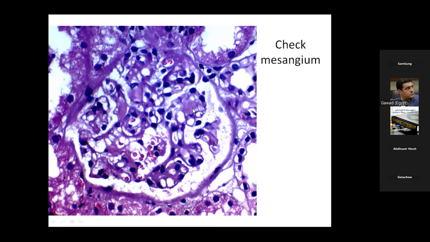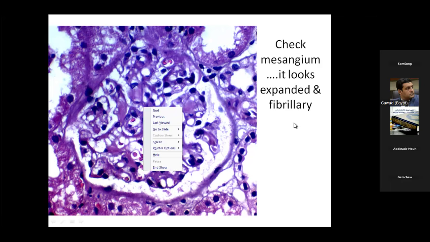Okay, let me explain about the mesangium. That's the mesangial area. This mesangial area is expanded. It's not normal, it's expanded, and it's hypocellular, no cells, and it is fluffy. Fluffy, it's like cotton. Okay. It looks expanded and fibrillary. So it's fibrillary or fluffy.